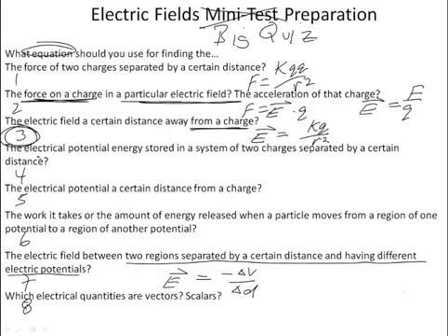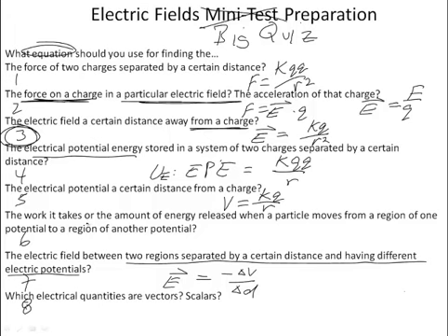4, the electric potential energy stored in a system of 2 charges separated by a certain distance. What equation will we use there? Good, the electrical potential energy, or EPE, is equal to KQQ over R. All right. The electrical potential a certain distance from a charge. The electrical potential is V, so what's that equation? KQ over R. All right.